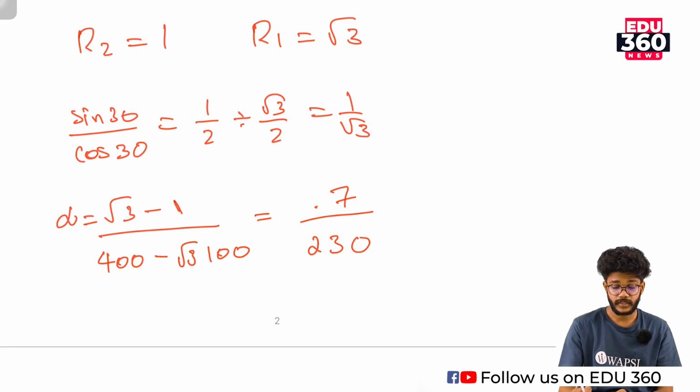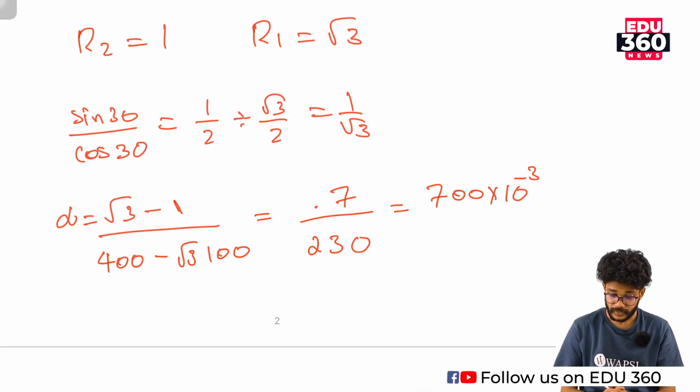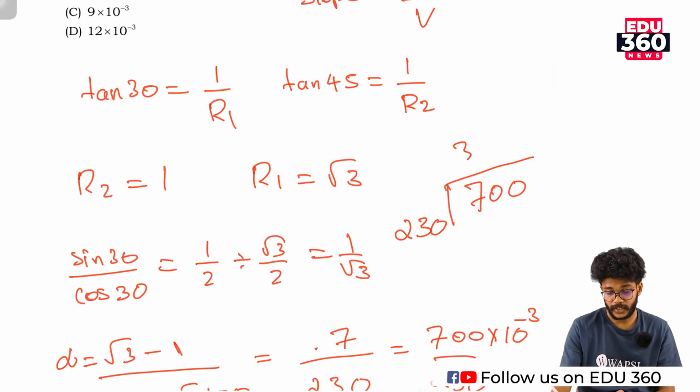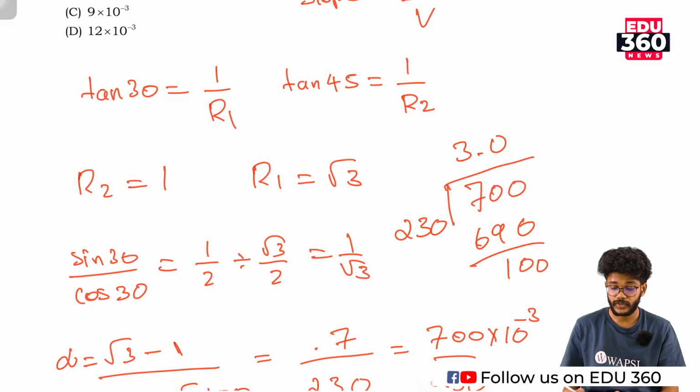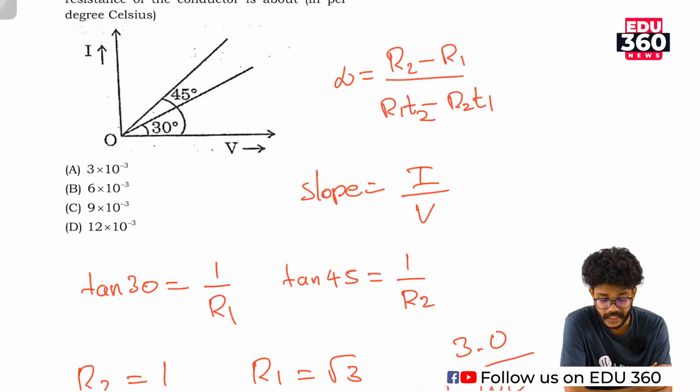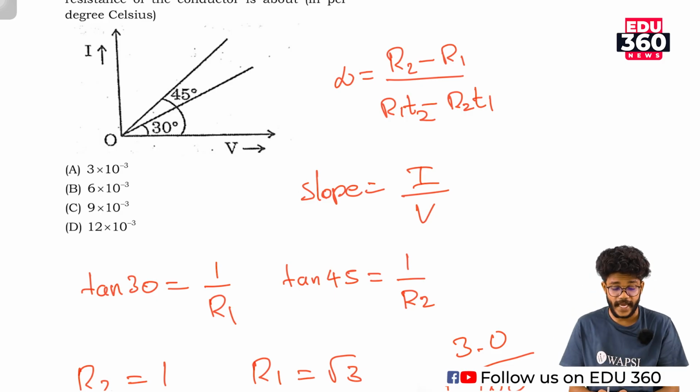0.7 divided by 230. We can assume that this is 700 into 10 raised to minus 3 divided by 230. Okay, 700 divided by 230, we can do it. It is approximately 3. 3 into 230 is 690, remainder 10. So 3 into 10 raised to minus 3 is the approximated value, and option A is 3 into 10 raised to minus 3. So option A is the correct answer.